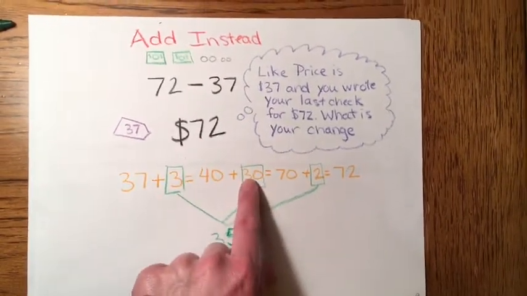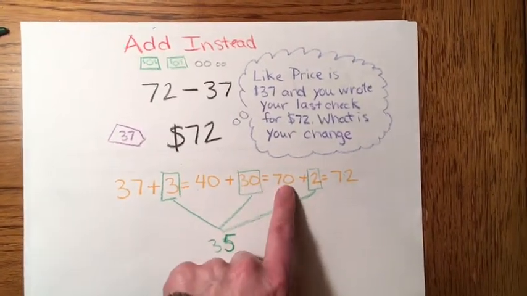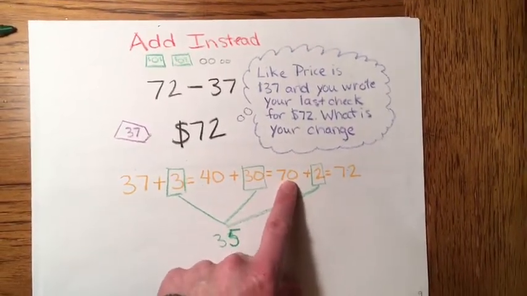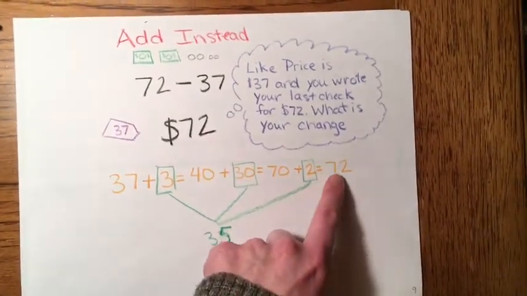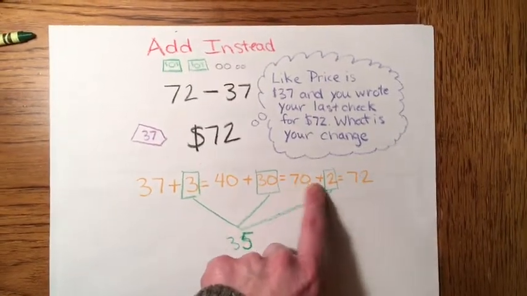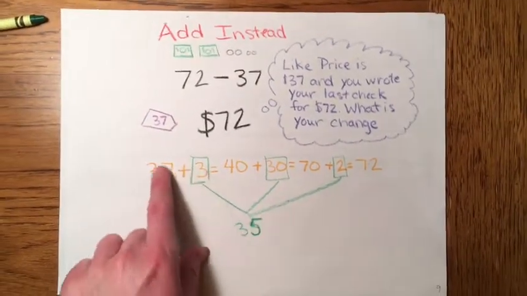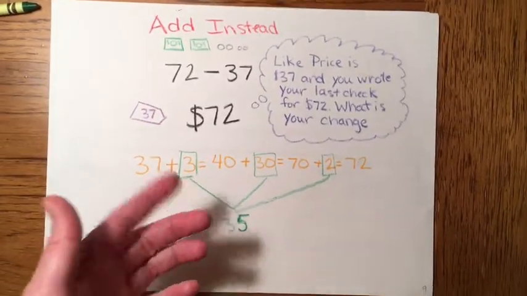So we add 30 to it because 40 plus 30 is 70. We couldn't add any more because then we would go over. We still have 2 left to get to 72. So that's what we add next. So 70 plus 2 is 72. We're adding from this number all the way up. So we're kind of counting up.